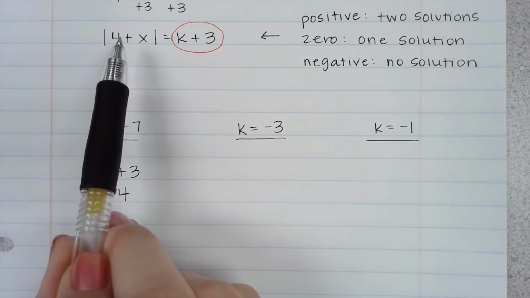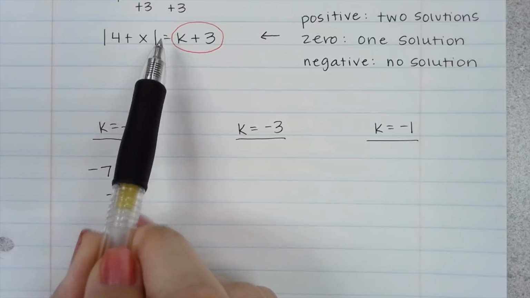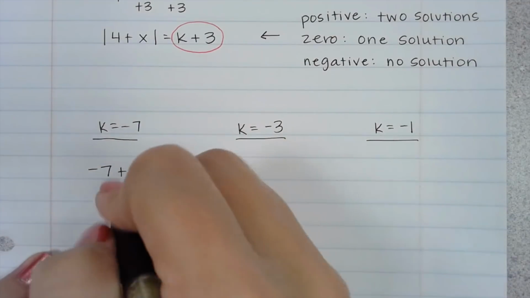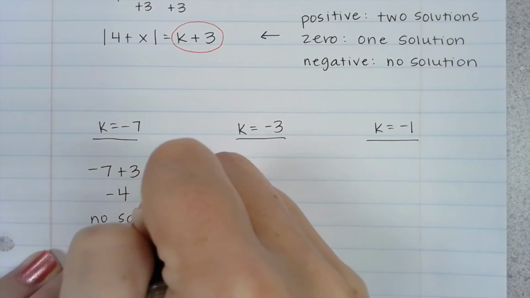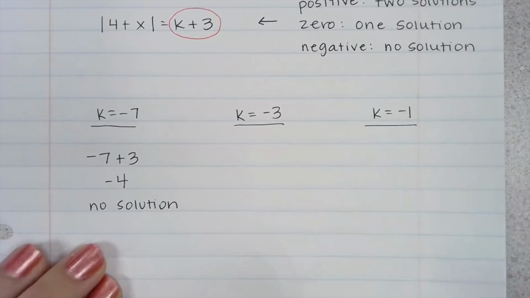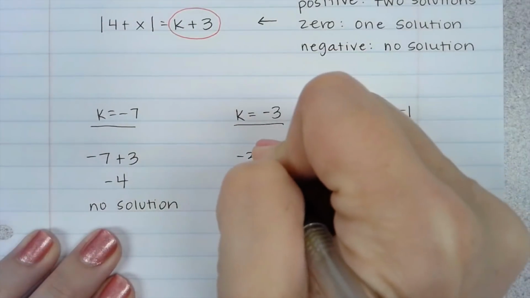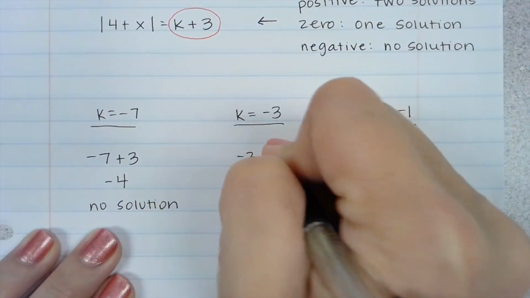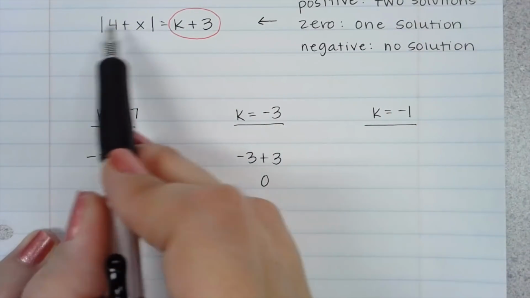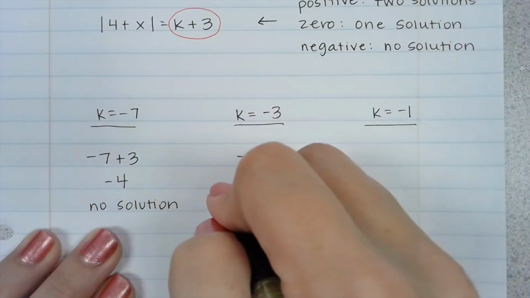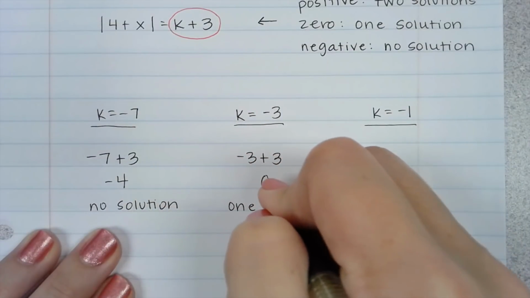That would mean that the absolute value of 4 plus x would be equal to a negative number, and that would cause this equation to have no solution. If I plugged in the number negative 3 to this expression up here, negative 3 plus 3, I would get 0 out as my answer. So then I would have the absolute value of something equaling 0, and that means that the equation would have 1 solution.